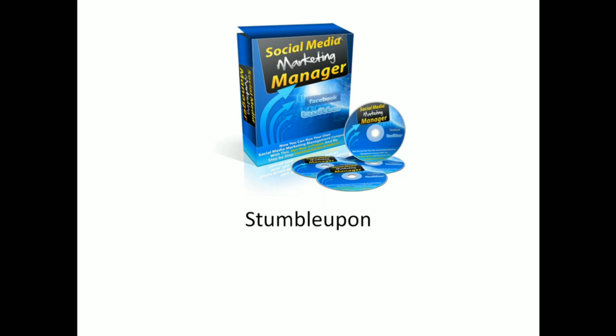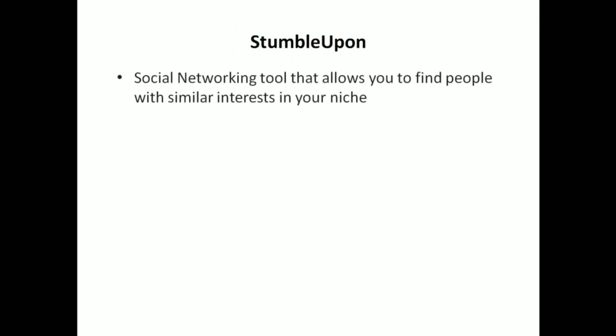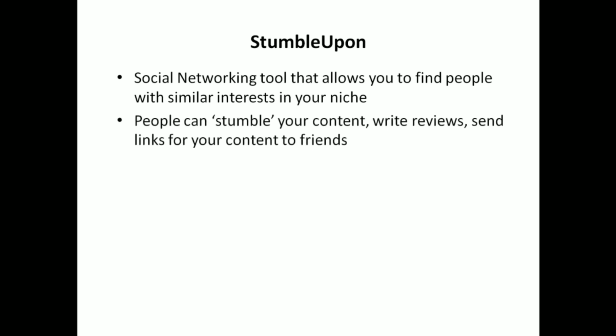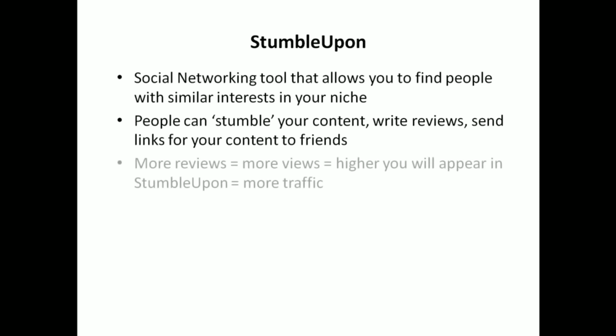Social media marketing with StumbleUpon. StumbleUpon is a social networking tool that allows you to find people with similar interests in your niche. People can then stumble your content. They can write reviews, send links for your content to their friends. The more reviews you have, the more views your site will get, and the higher you will appear in StumbleUpon, which will lead to more traffic.